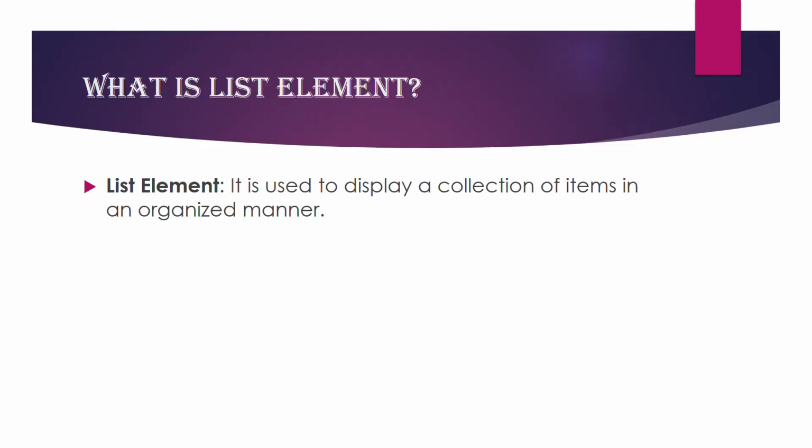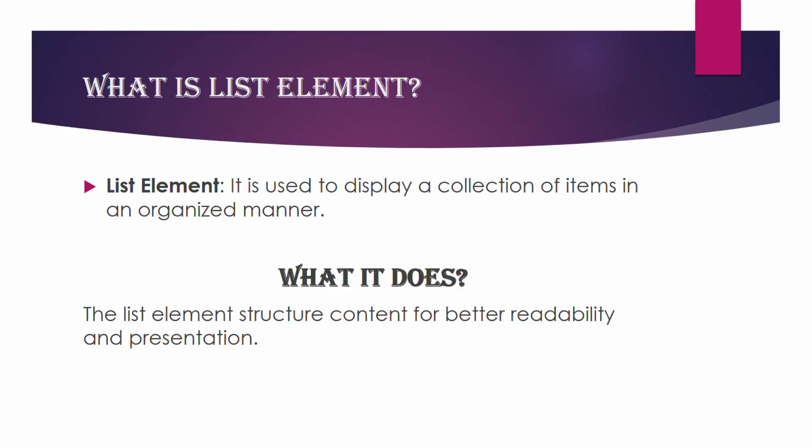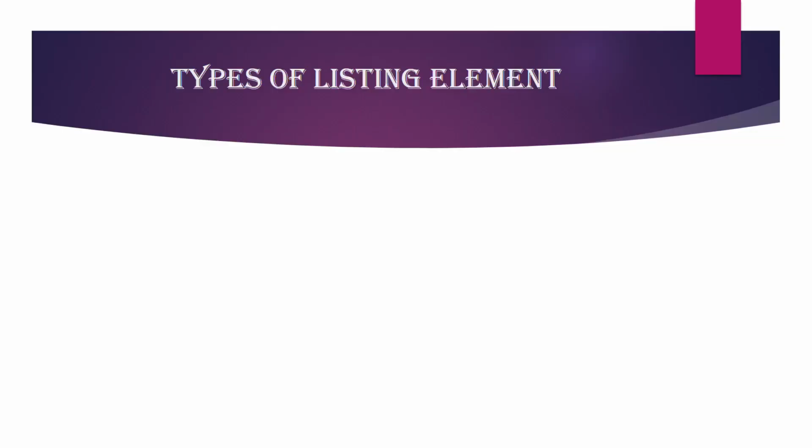So the list element is used to display a collection of items in an organized manner. What does it do? The list element structures content for better readability and presentation. So how many types are there in list element? What do you think? So basically in list element there are 4 types.